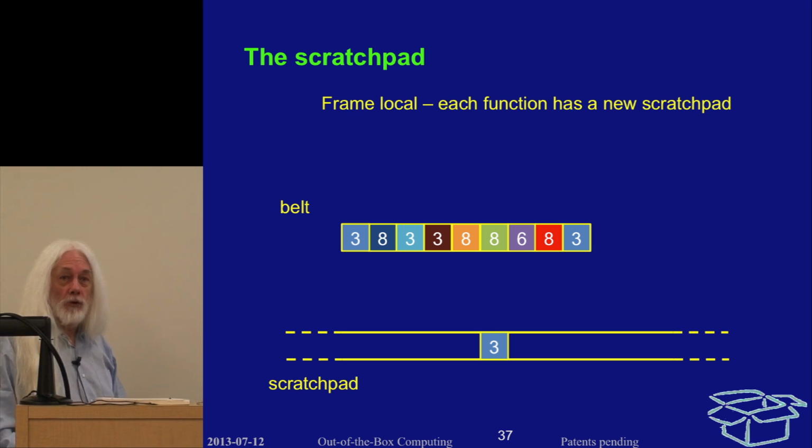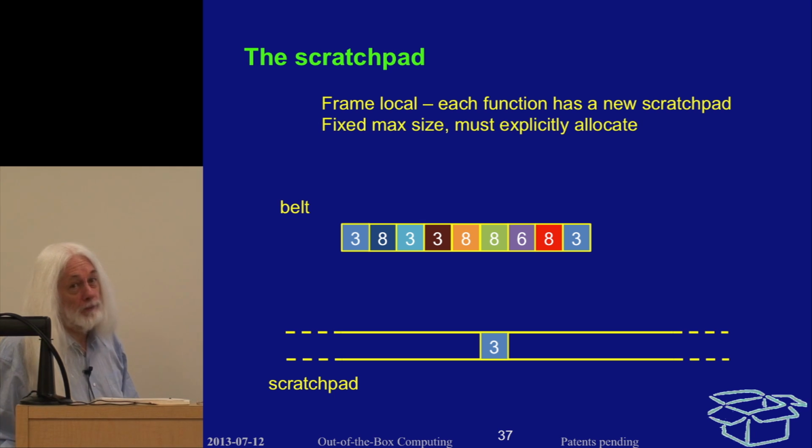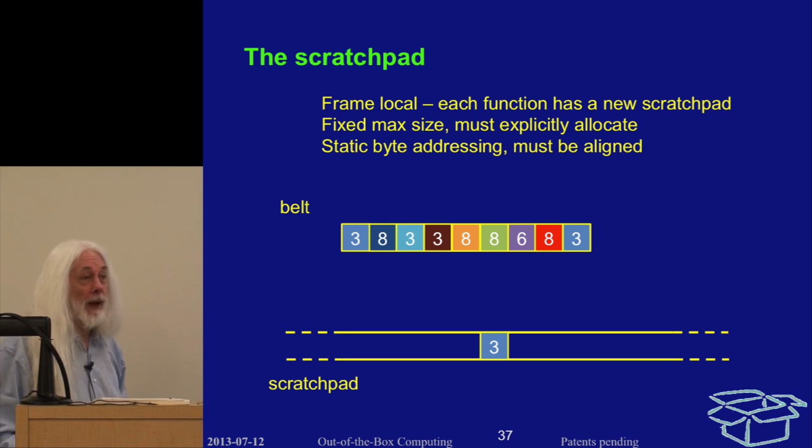The scratchpad is frame local. Each new function gets its own full scratchpad. Or at least that's the illusion we provide. It has a fixed maximum size defined by the family member, and the function must explicitly allocate and say how many scratchpad locations it wants to be able to use, which is what permits us to have an efficient way of providing the illusion of infinite scratchpad. The addressing is static by byte. As I say, no pointers, no computer addresses, purely static. Put it here, I want it back again.